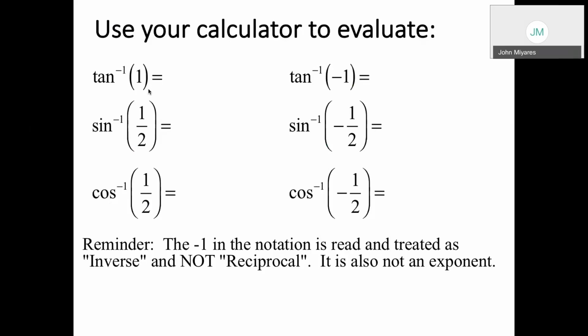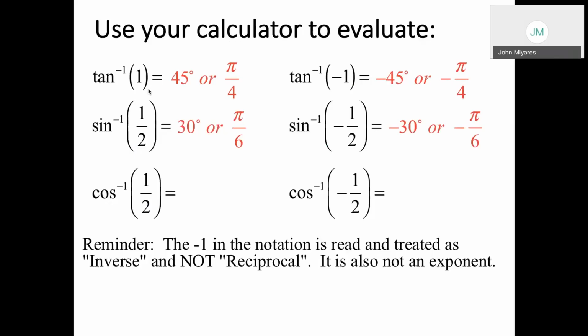So the first one, the inverse tangent of 1, should give you 45 degrees or pi over 4 radians. The inverse tangent of -1 will give -45 degrees or negative pi over 4 radians. The inverse sine of 1/2 is going to be 30 degrees or pi over 6 radians, while the inverse sine of -1/2 gives us -30 degrees or negative pi over 6. Now you might be sensing a bit of a pattern here, but with cosine, it's a little different.